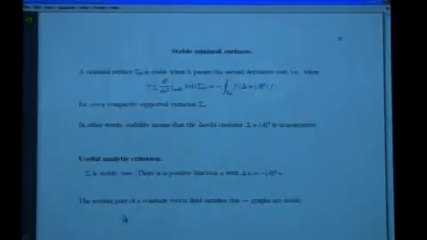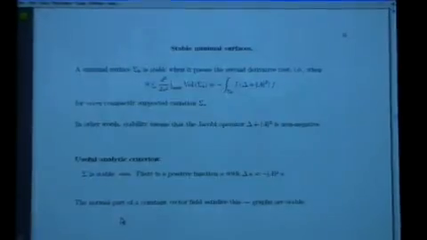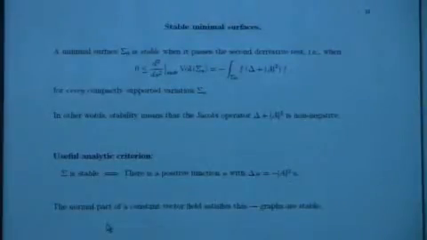A useful analytic criterion: Sigma is stable if and only if you can find a positive function in the kernel of the Jacobi operator. So Laplacian u is minus mod A squared times u. Let me mention just one application of that fact. This is due to Doris Fischer-Colbrie and Rick Schoen. Recall that I've always been assuming there is a unit normal, in other words, it's two-sided. But suppose you were in a three-manifold, and you could have the same thing now with a Ricci curvature term in there.